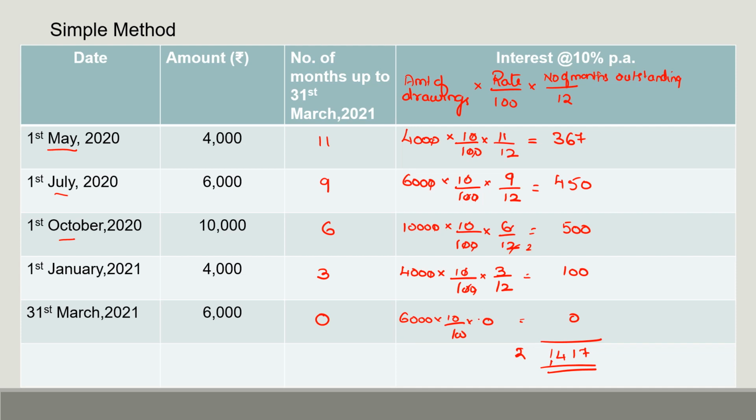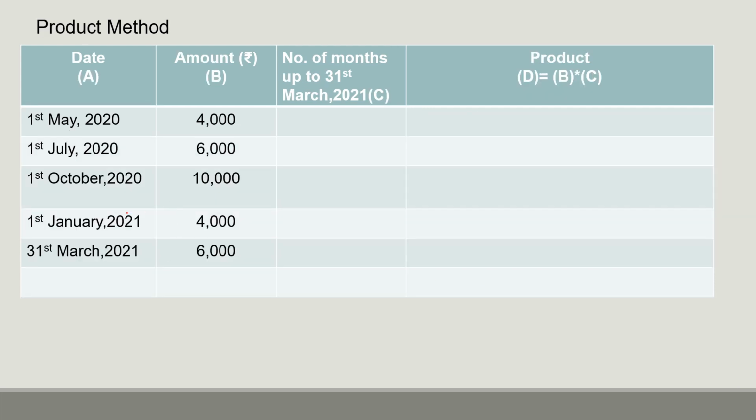The same example, let us apply the product method, which is the second method. So here also you have to create a table with 4 columns: date, amount, number of months outstanding up to 31st March 2021, but the last column changes. It is the product column. So what do we do here? We take the product of the amount and multiply it by the number of months to get the product, and then we would calculate on that the amount of interest on drawings.